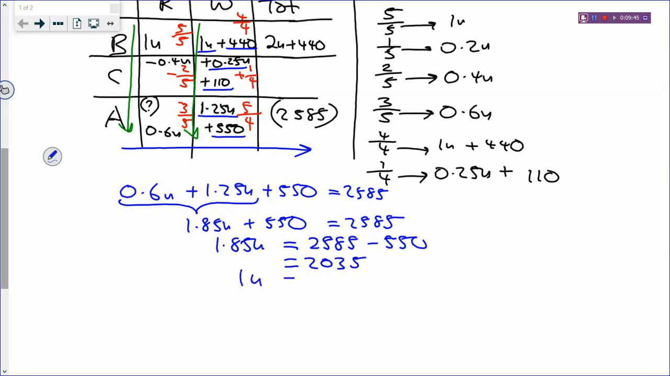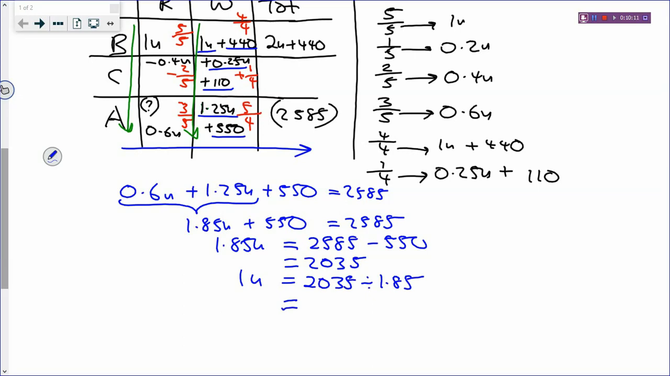All right, now the next step is very easy. You just get 1 unit. And how do you get 1 unit? You always divide. So what do you divide? You take 2035 and you divide by whatever number of units you see. Is it 3 units, 20 units, 1/4 unit, or whatever number you see, you just divide by the number, and you get how many is 1 unit.